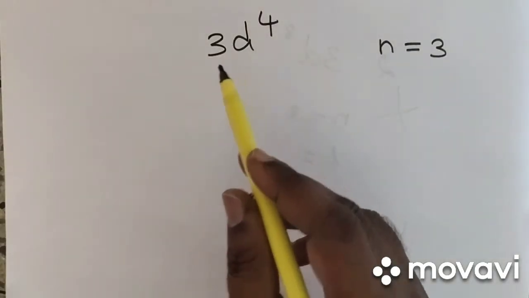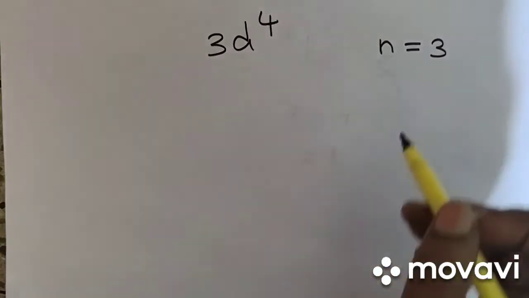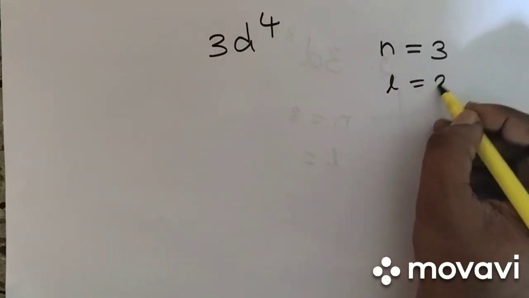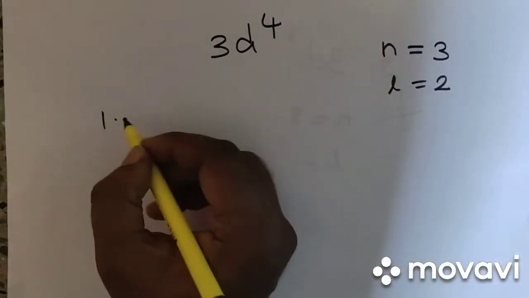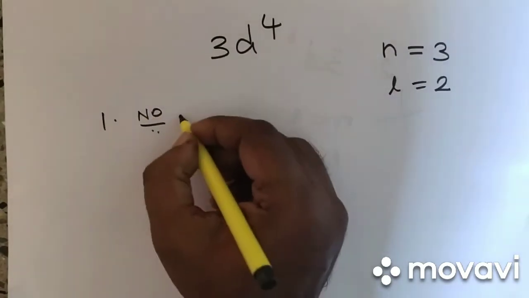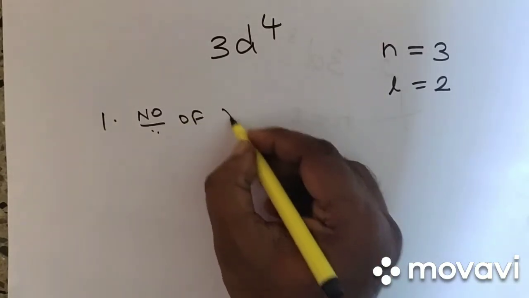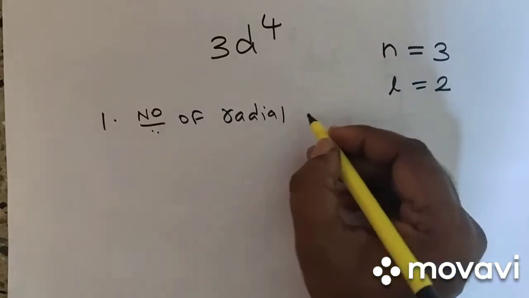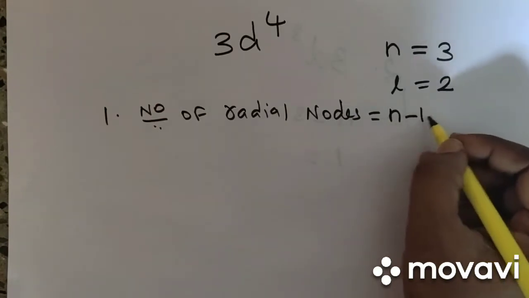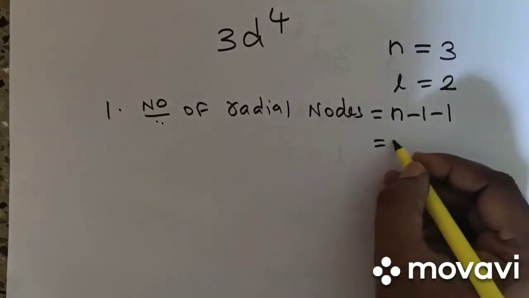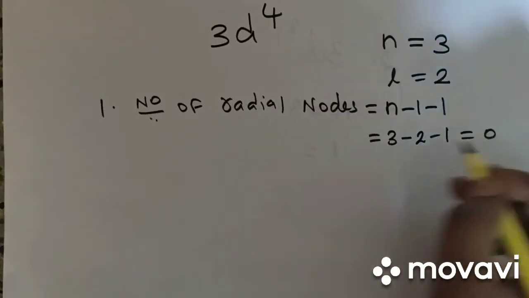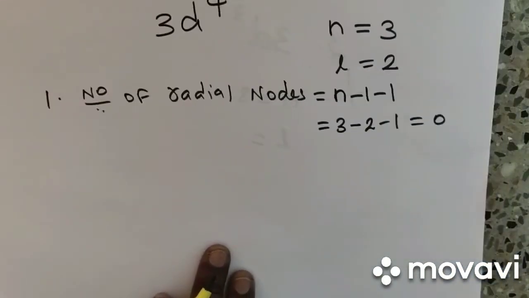Let us consider another practice question. 3d4. The n value is 3. The l value is 2. So first we find the number of radial nodes. The formula is n minus l minus 1. The n value is 3, the l value is 2, minus 1. So the answer is 0. The total number of radial nodes is equal to 0.